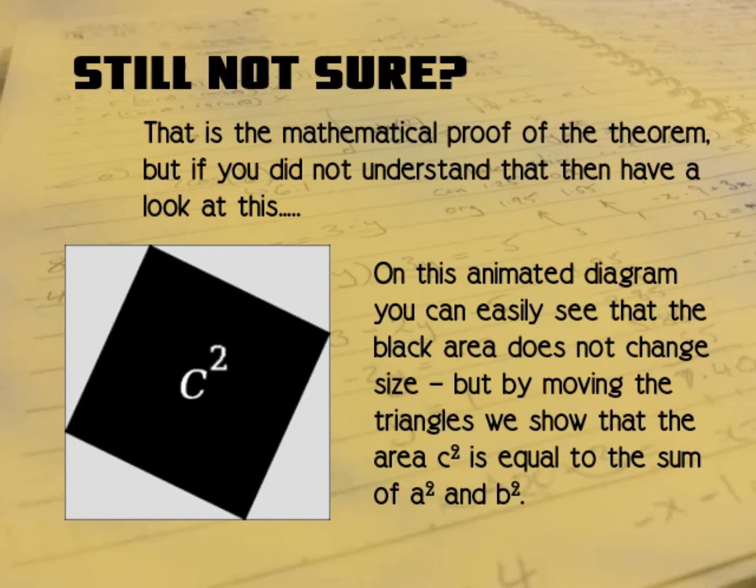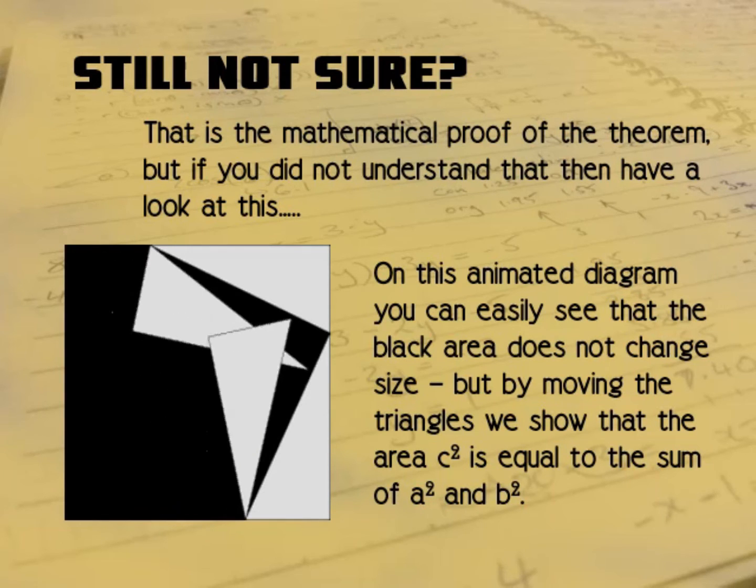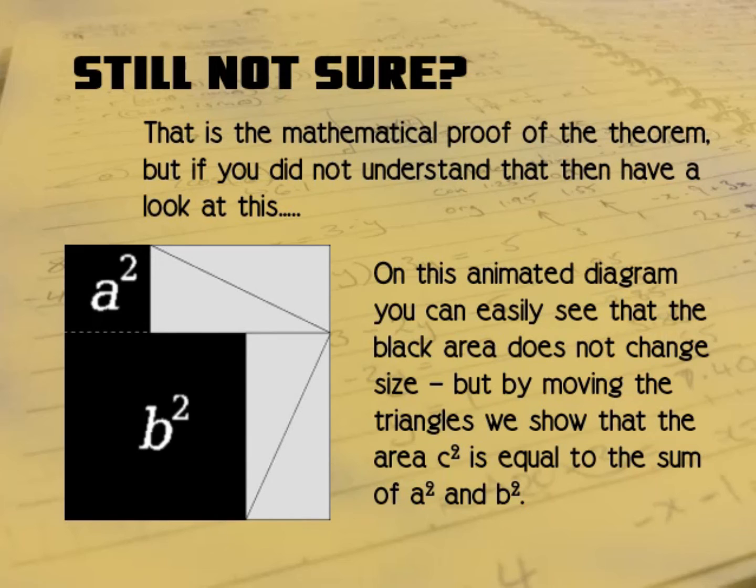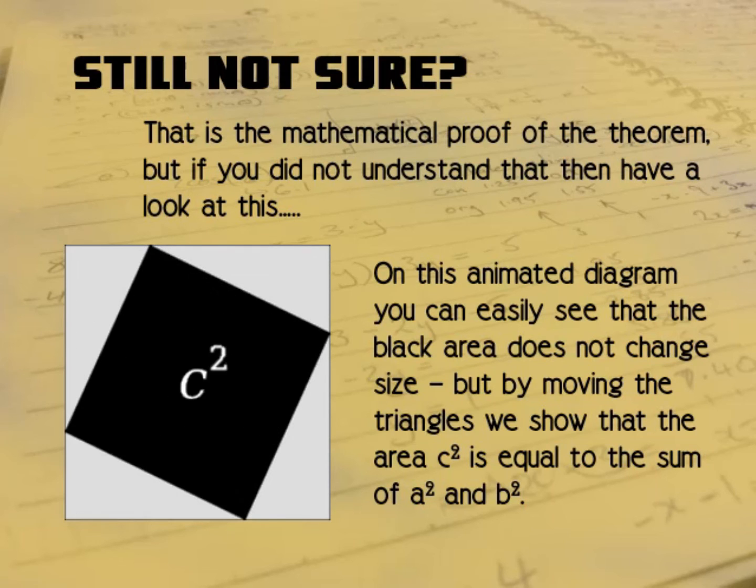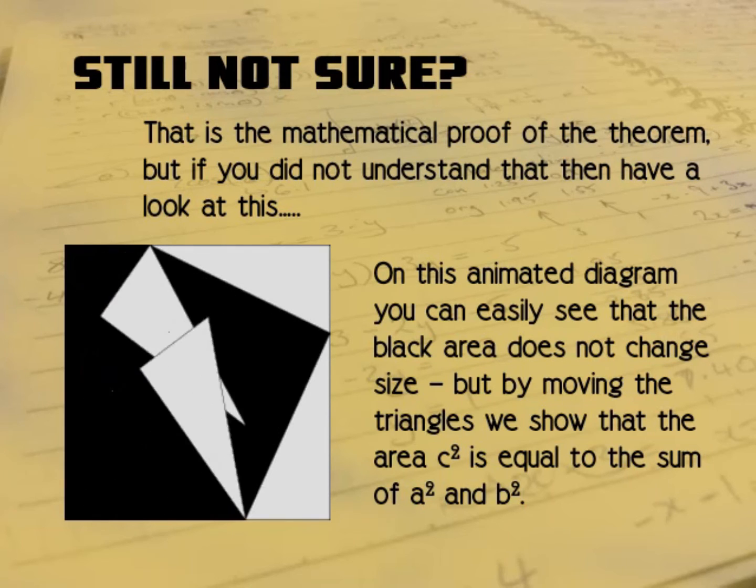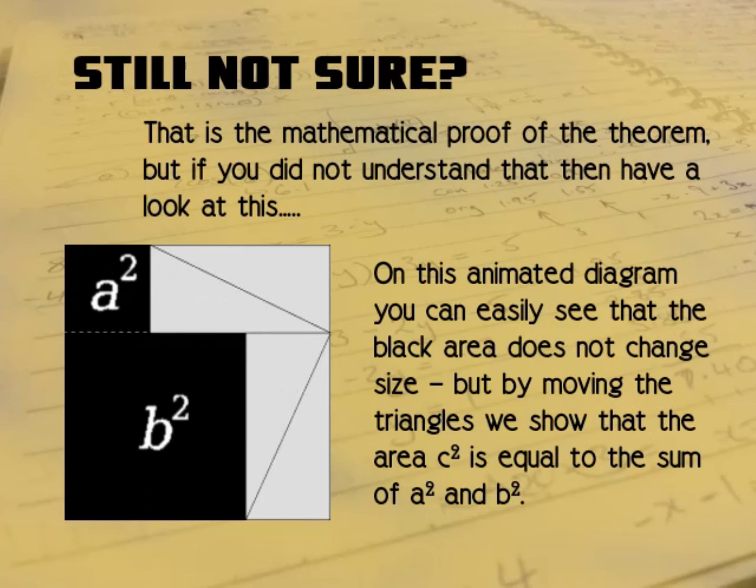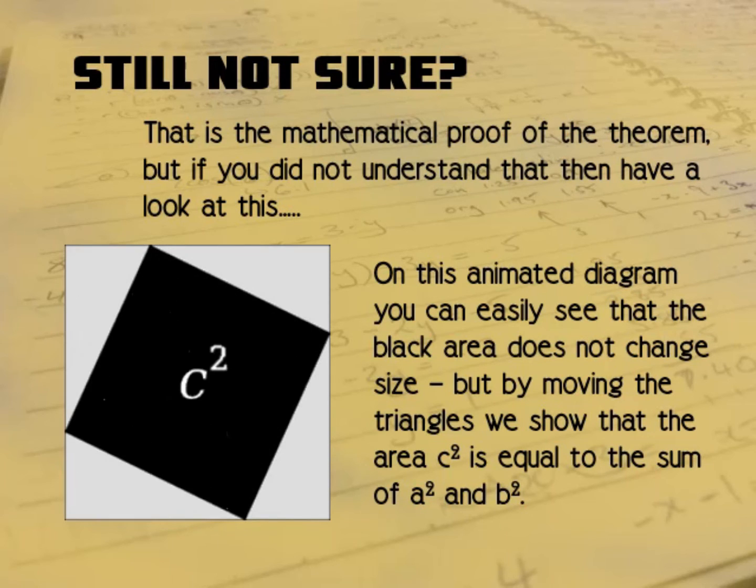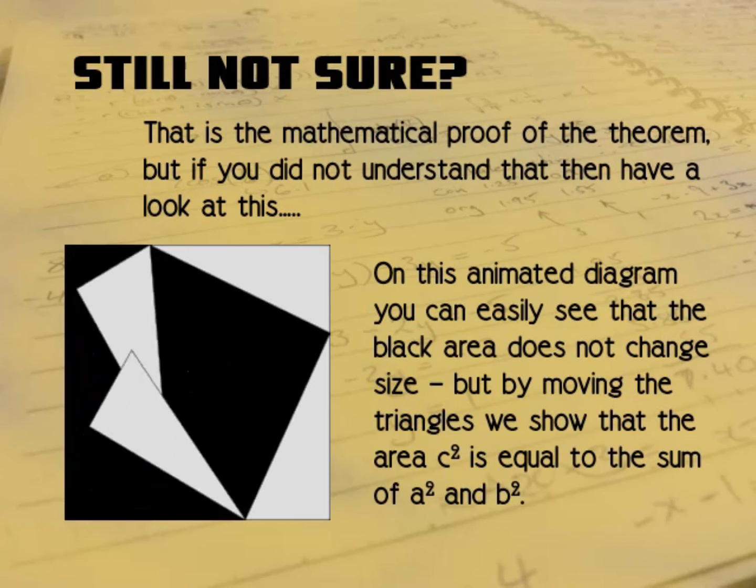But you can see the black area does not change, we just move the triangles, and then you can see that the black area c squared is equal to the black area a squared plus b squared. So that's Pythagoras' theorem in a visual form.